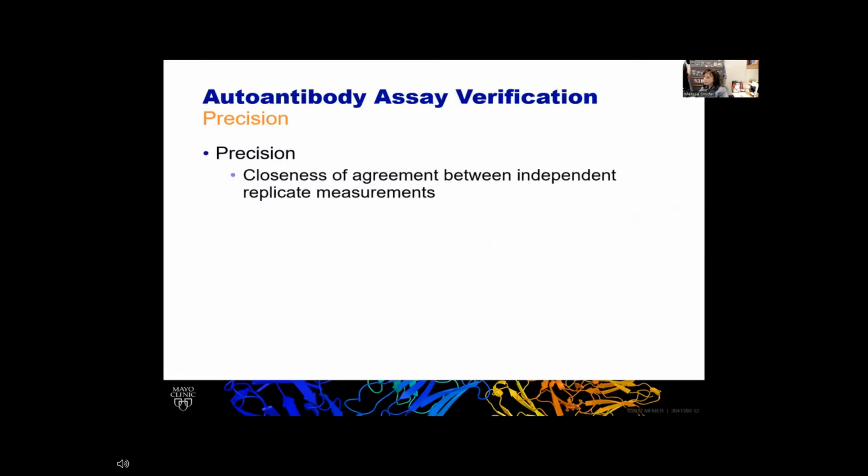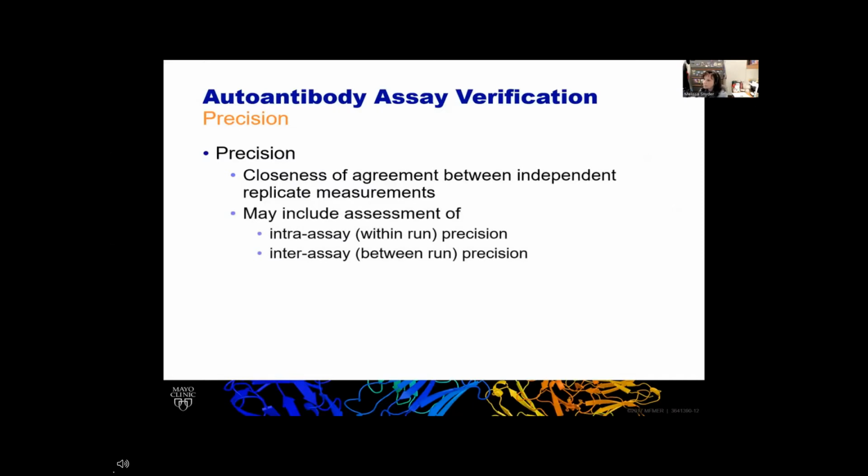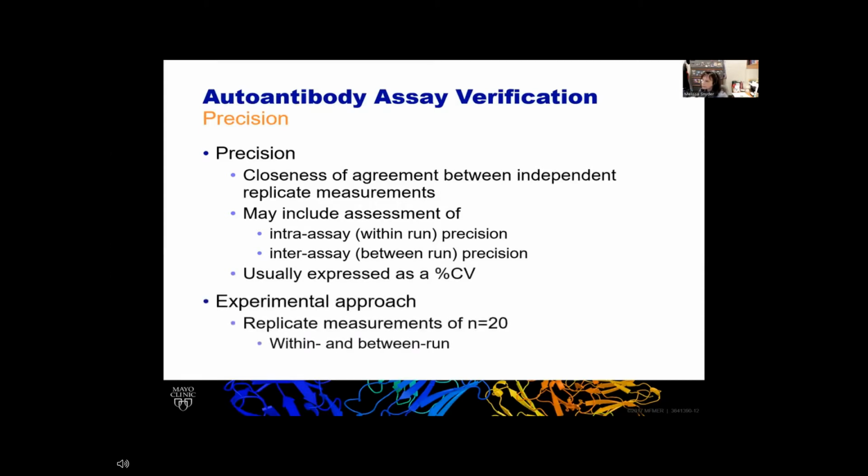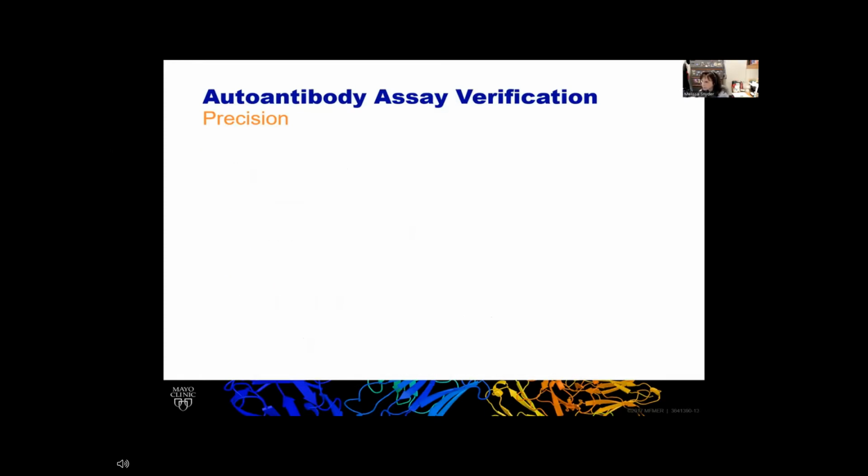Precision is defined as the closeness of agreement between independent replicate measurements. And this may include assessment of intra-assay or within-run precision and inter-assay or between-run precision. And usually the data is expressed as a % CV. The experimental approach is usually pretty standard. Usually we see replicate measurements of about 20 is usually considered appropriate. And this is true for within run and between run. And usually we like to assess precision across the analytical measuring range of the assay.